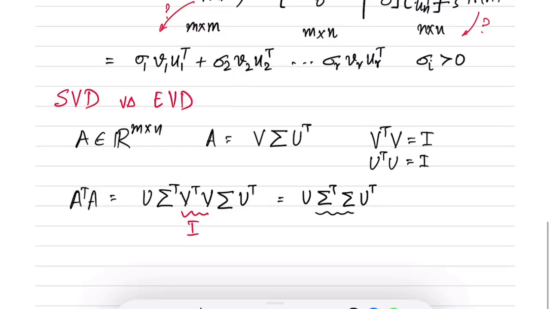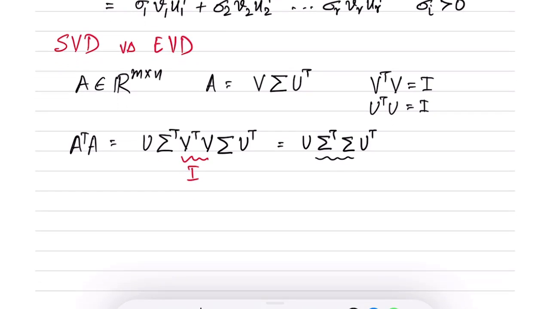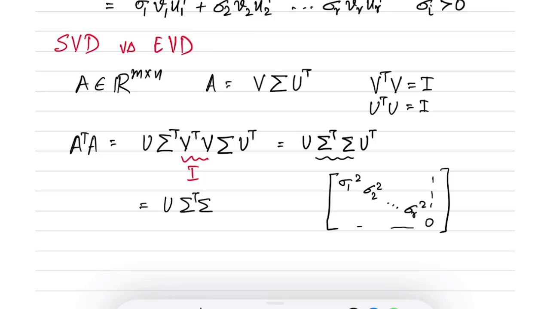Now what is sigma transpose sigma? If you look at the structure of sigma, then sigma transpose sigma is nothing but a square matrix containing sigma 1 square, sigma 2 square till sigma r square, and the rest would be zeros. And now you can see that this looks exactly like an eigenvalue decomposition. This looks exactly like U times sigma transpose sigma times U transpose. So these are the eigenvalues, and U would contain the eigenvectors.